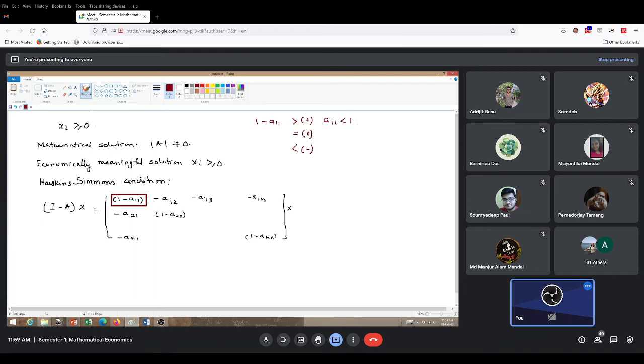A11 is less than 1. No, what I'm asking is, what is the meaning of A11? In this case, it is equal to 1. In this case, it is greater than 1. Okay. A11 is the amount of its own production. Exactly.